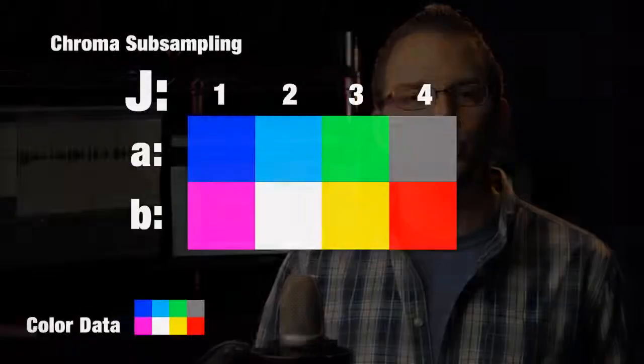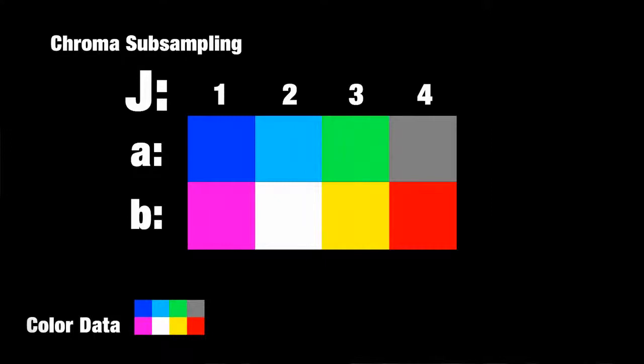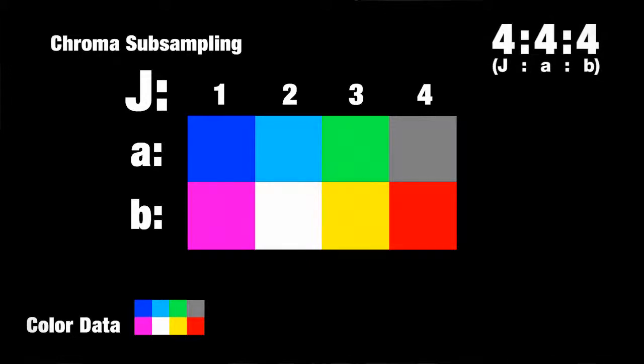The formula for writing out how an image is sampled is J:A:B. The first value, J, tells us how many pixels wide our sample block is, and that's usually 4. The second value, the A row, tells us how many pixels in the top row will get sampled. The B row tells us how many pixels in the second row will get sampled. If the A row is sampling at 4 pixels and the B row is sampling at 4 pixels, we have all the color represented. This chroma subsampling is used on high-end cameras like the Sony F65, Arri Alexa, and others.